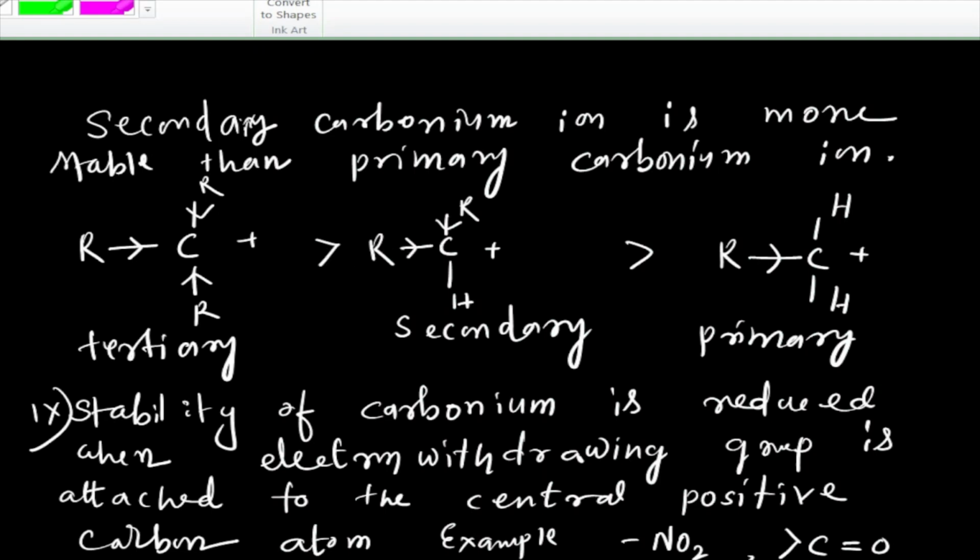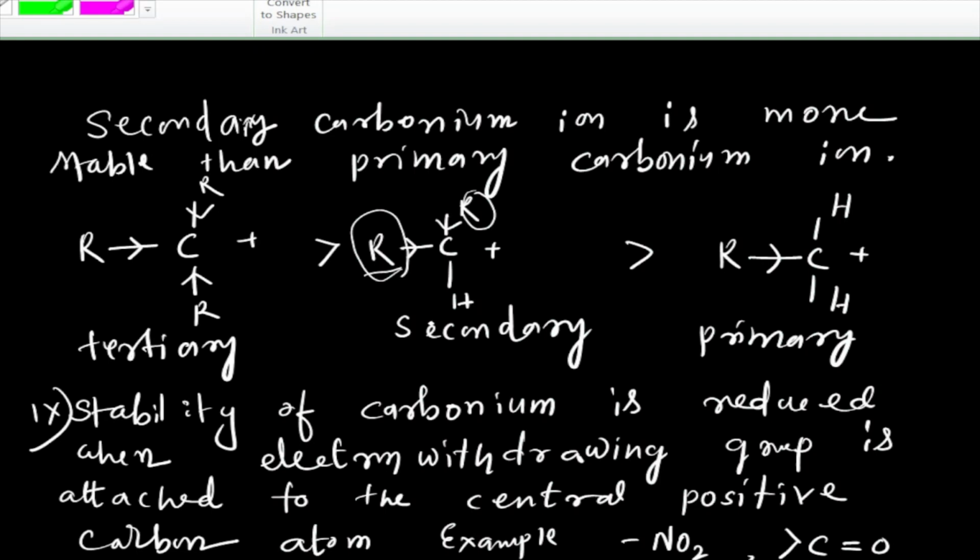It contains 2 alkyl groups. See here, you can observe the secondary carbon, that means here 2 alkyl groups are there. Here one side, this is one and this is one. So this is one alkyl group, this is also one alkyl group. So there are 2 alkyl groups in secondary, 3 alkyl groups in tertiary, and 1 alkyl group in primary.